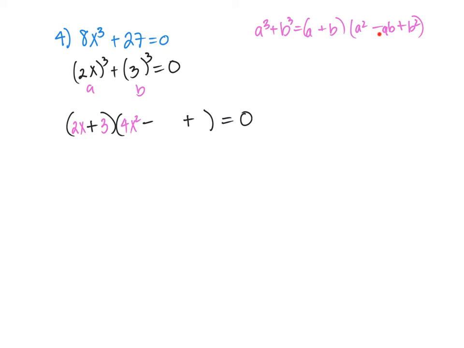Then the next part is A times B. That will go in the middle. So 2x times 3 gives you 6x. And then last but not least, your B squared is going to be taking this 3 and squaring it. So that gives you 9. And then from there, you want to take each of your factors. So if you have this factor and this factor, you want to set them equal to 0.